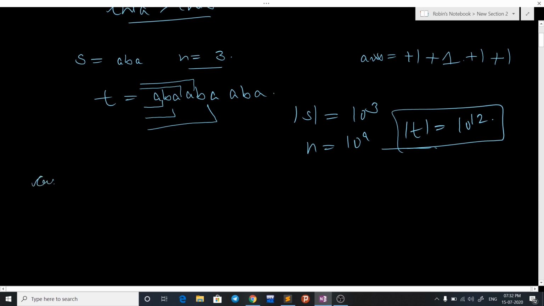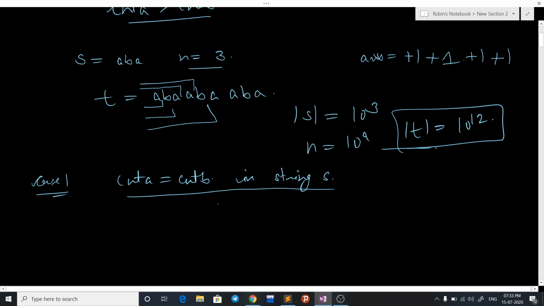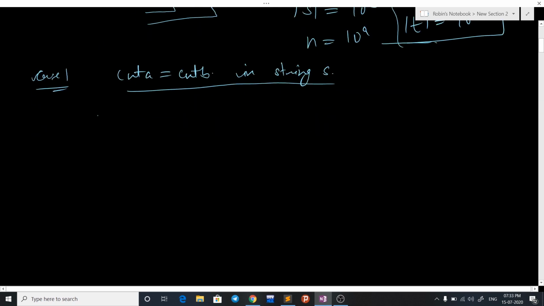The first case is when count of a equals to count of b in string s. Let's see what happens in this case. So let's take s as a b b a b. So in this string count of a is equal to count of b. Now let's see the good prefixes here.